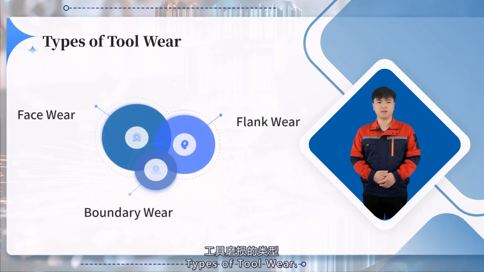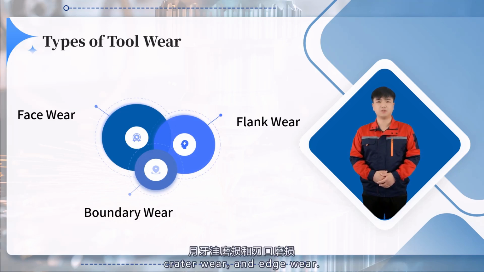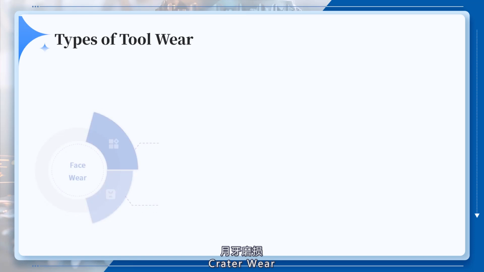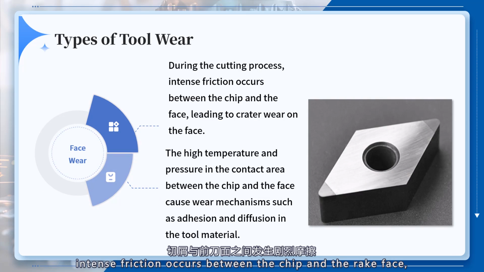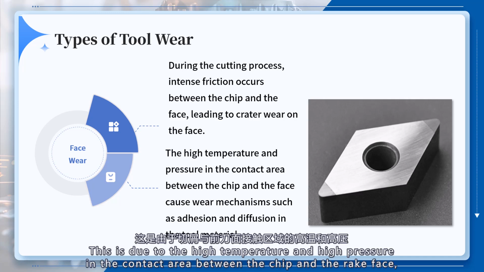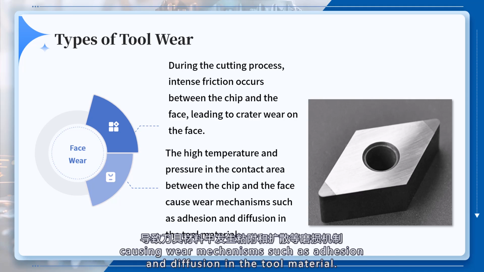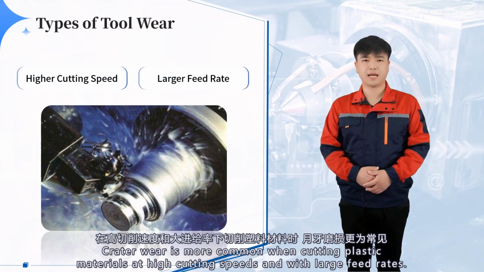Types of tool wear. Tool wear is primarily categorized into three types: flank wear, crater wear, and edge wear. Crater wear. During the cutting process, intense friction occurs between the chip and the rake face, leading to crater wear on the rake face. This is due to the high temperature and high pressure in the contact area between the chip and the rake face, causing wear mechanisms such as adhesion and diffusion in the tool material. Crater wear is more common when cutting plastic materials at high cutting speeds and with large feed rates.